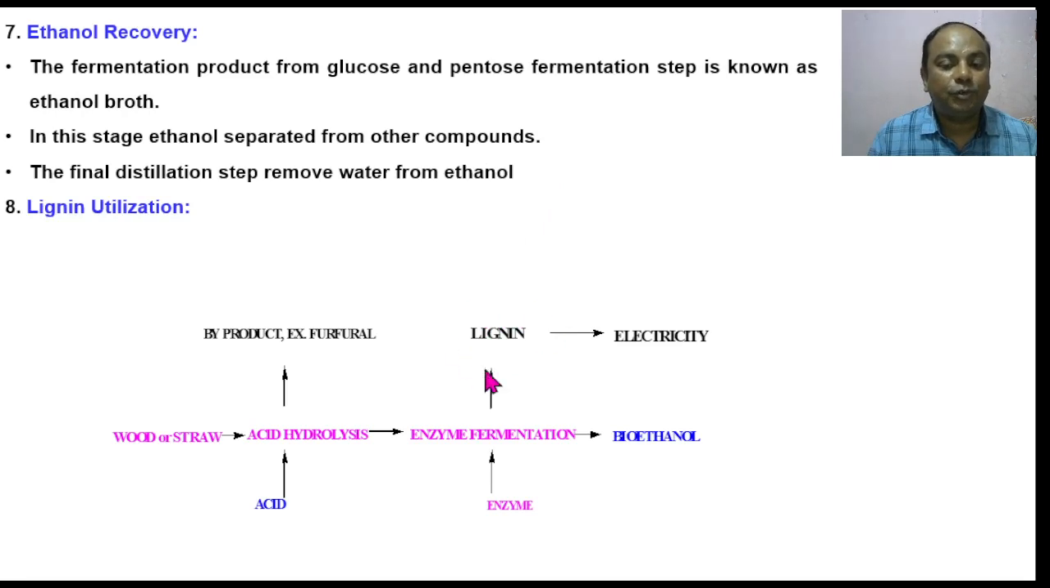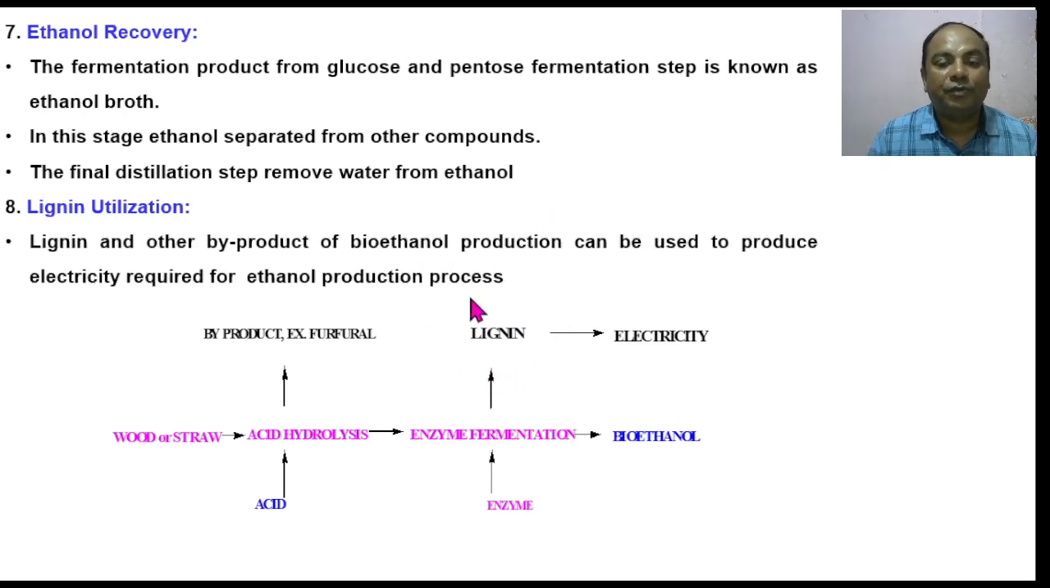Lignin is a source of energy, and this is the byproduct left after the production of ethanol. This lignin can be utilized for the production of electricity, as it has the ability to burn. When it burns, it produces heat. That heat can be used for generating steam. This steam can be used for running turbines, and when turbines run, they generate electricity.